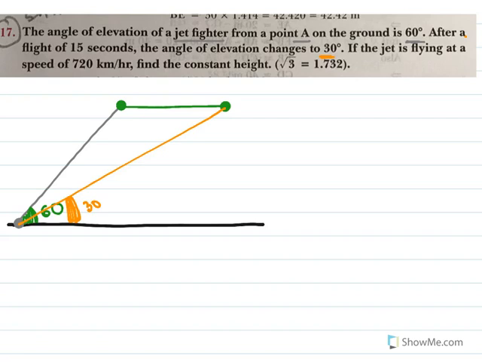And remember, the time taken for the fighter to go through the distance is 15 seconds. So the time is 15 seconds. And it is traveling at a speed of 720 km per hour. What we need to find is the height at which the jet fighter is flying. So this is PQ here, and say it is BC.